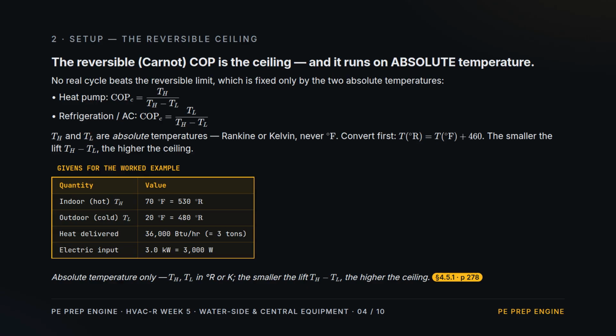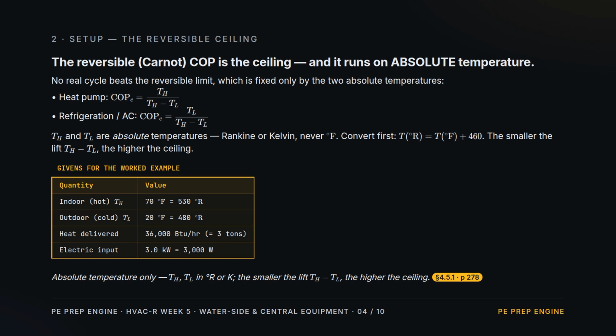Setup. No real cycle beats the reversible or Carnot limit, and it depends only on the two absolute temperatures. For a heat pump, the ceiling is TH over TH minus TL. For refrigeration, it's TL over the same difference. Those temperatures must be absolute, Rankine or Kelvin, so convert first, adding 460 to Fahrenheit. And the smaller the temperature lift, the higher the ceiling.